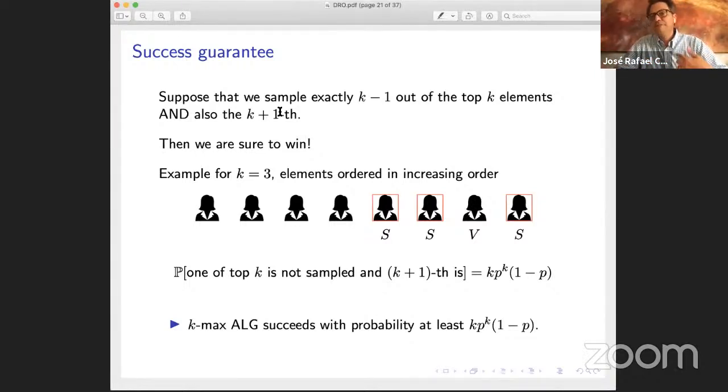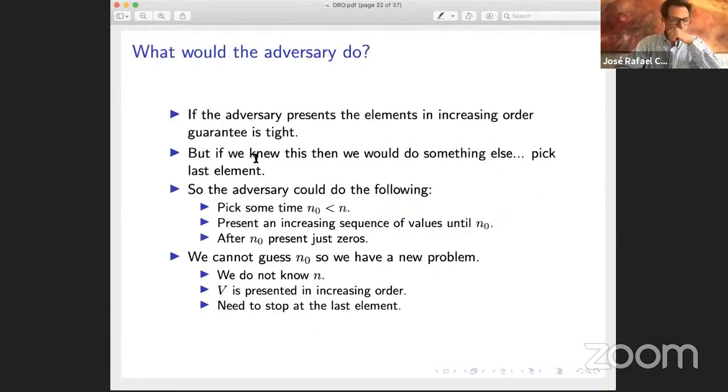The problem is that if you know that the adversary will present values in increasing order, you can take the role of the adversary and think about it: the adversary will present my values in increasing order, so now I'm going to change my algorithm and just pick the last element. And now I'm going to win. Great. So this idea doesn't work directly.